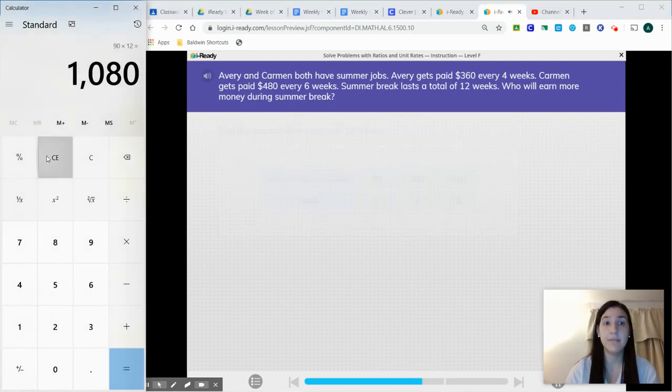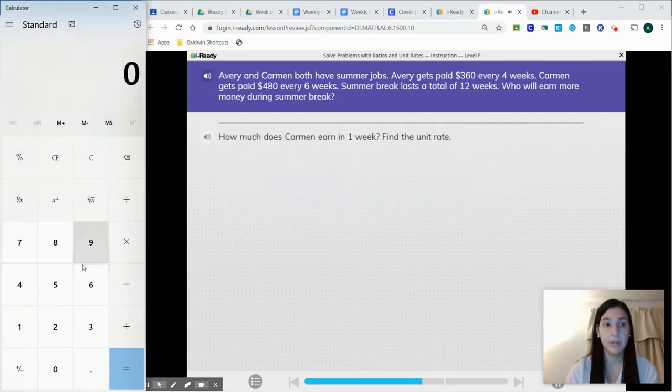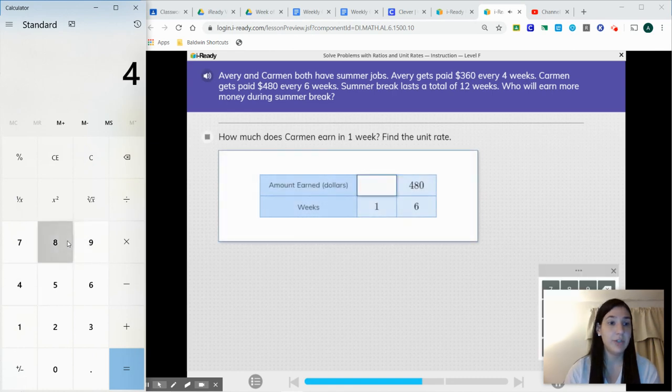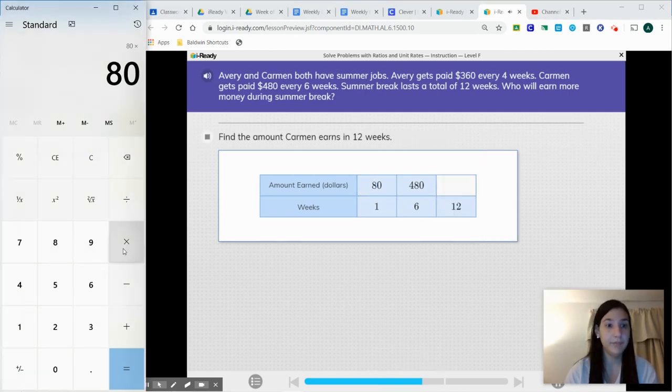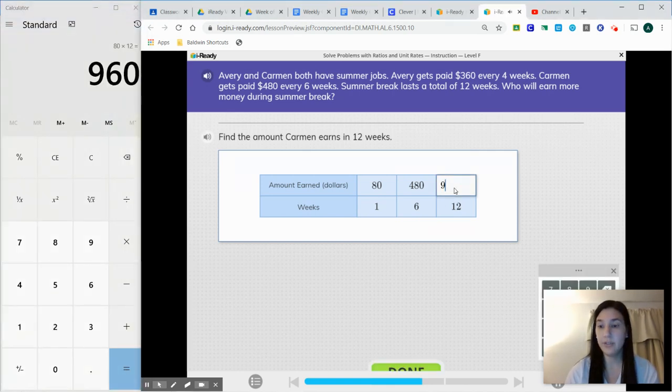Now we're going to do the same thing for Carmen. So remember, how much does Carmen earn in 1 week? Find the unit rate: 480 divided by 6 will give us 80. And now multiply that by 12. Find the amount Carmen earns in 12 weeks. That gives us 960.